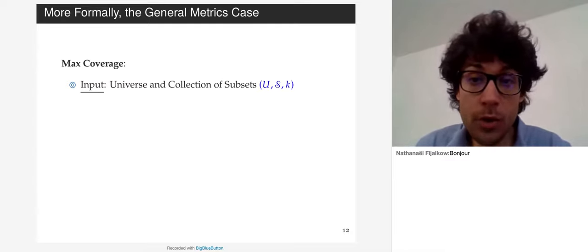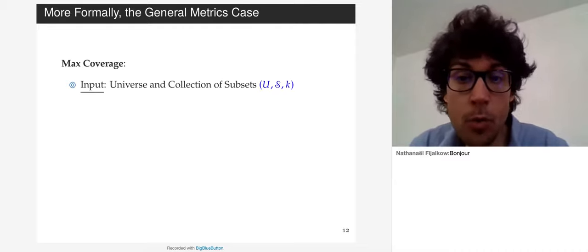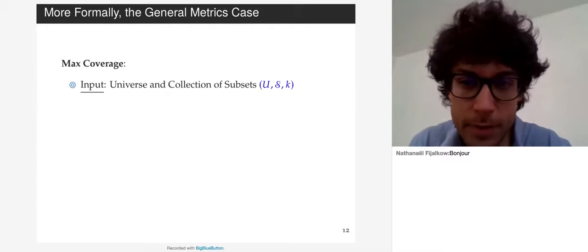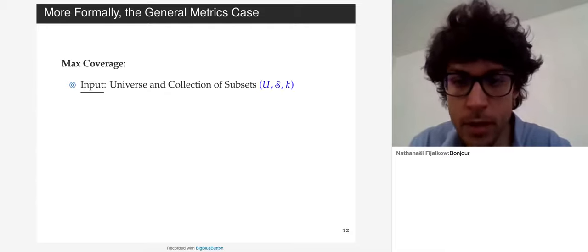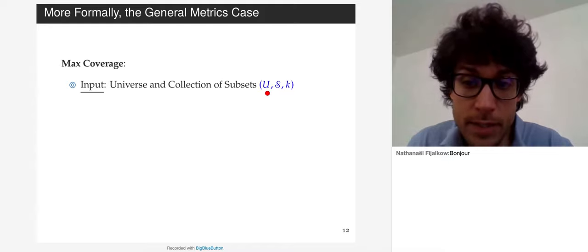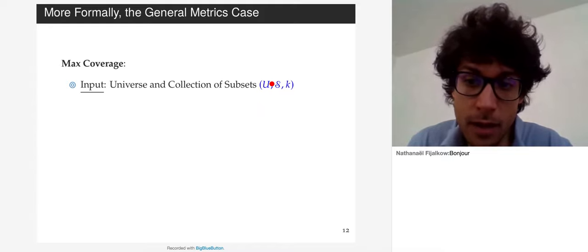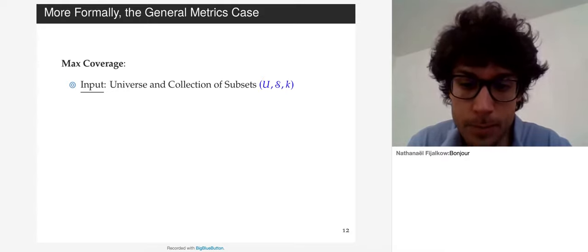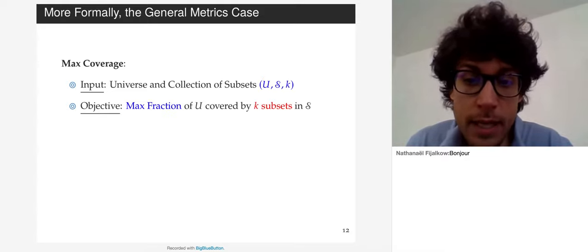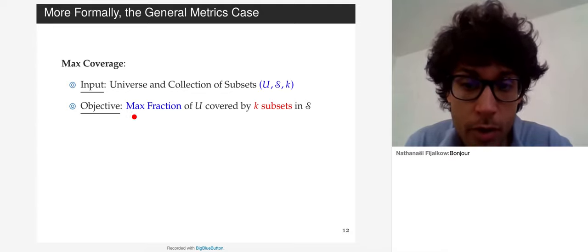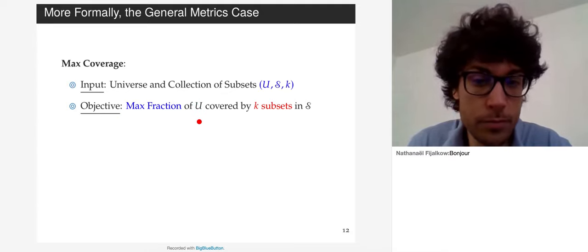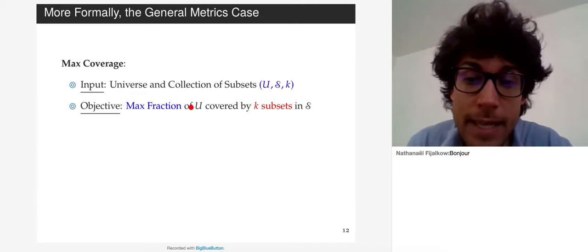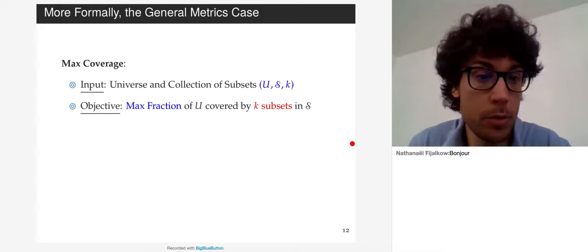Okay, so you will look at this max coverage problem, which is like the set cover problem. It's just a different perspective on set cover, but it's essentially the set cover problem. You are given a collection of subsets. U is the universe, S are subsets of the universe, and K is some parameter. What you want is to cover a maximum fraction of U. You want to pick K subsets and cover as many elements of the universe as possible.